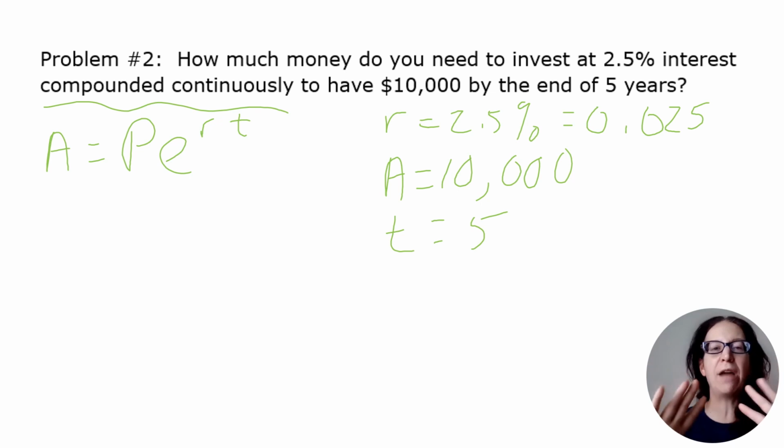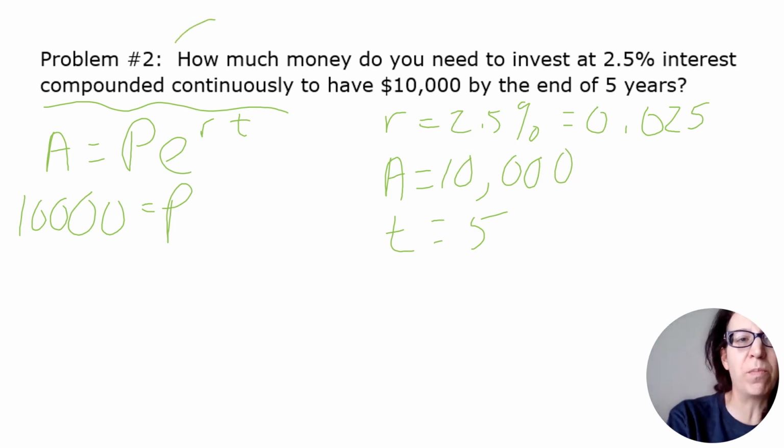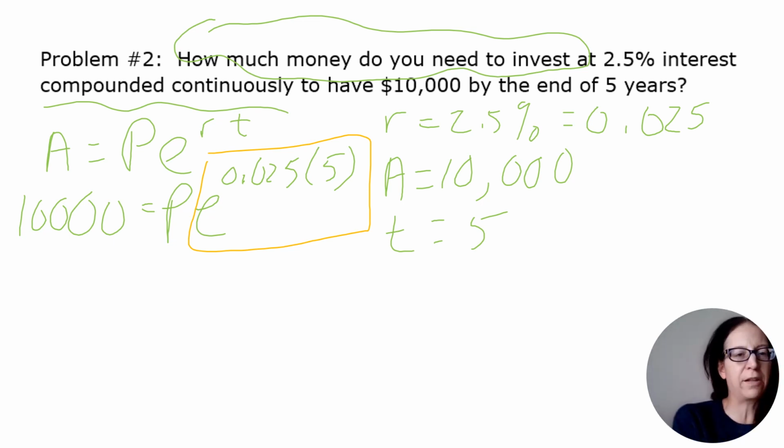I was taught in school to make a list of all the numbers, like literally generate a list. So I have the word rate written out there. It helps you get your head around what these numbers are and where to plug them in. Over here on the left, we're going to have the $10,000 equals the principal. That's what we're looking for. How much money do you need to invest? Times e to the 0.025 times 5. Now I can dump this into my calculator.